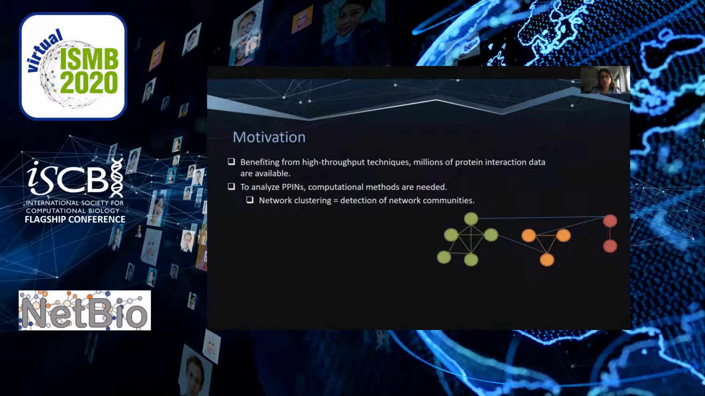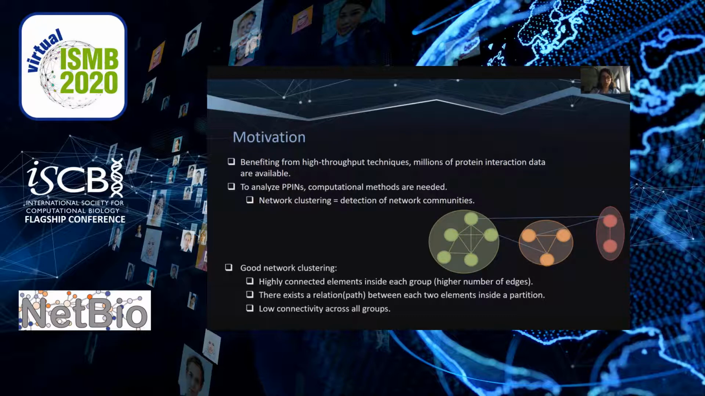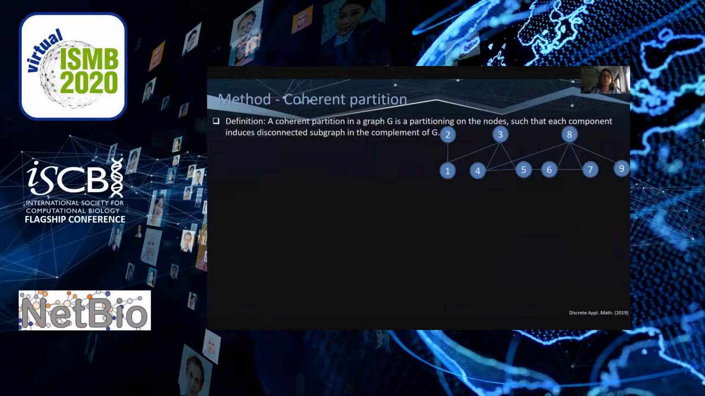So what is considered a good clustering here is that the more connectivity inside each group, the better the clustering algorithm is. And so we really want to have less connectivity across the clusters. Our method is based on coherent partition.